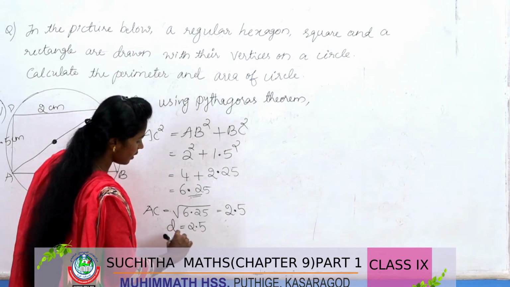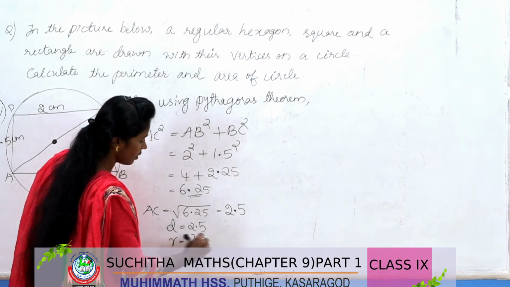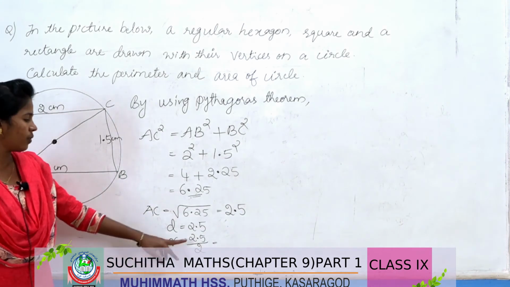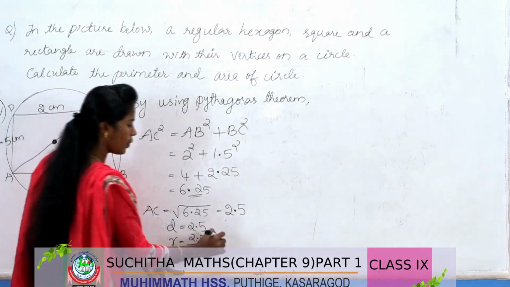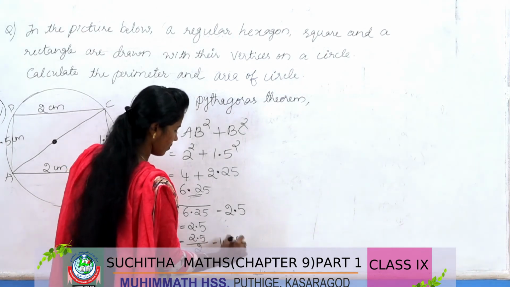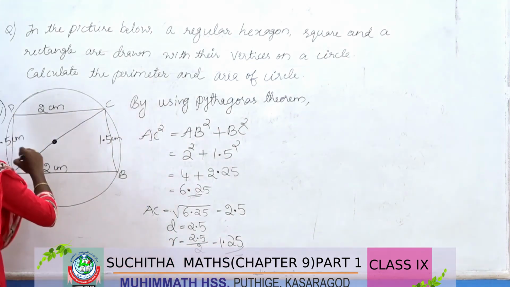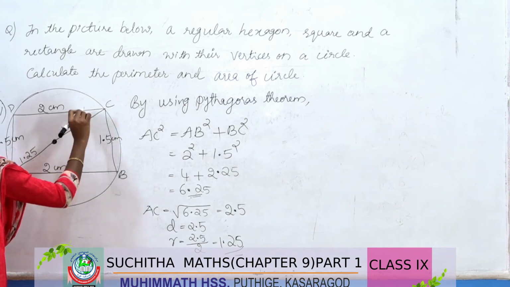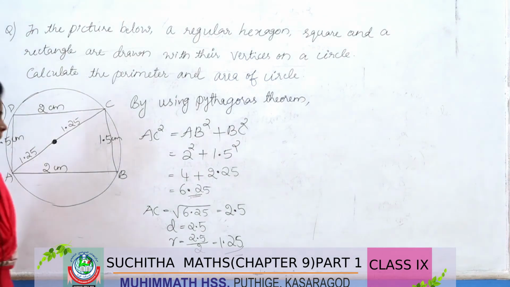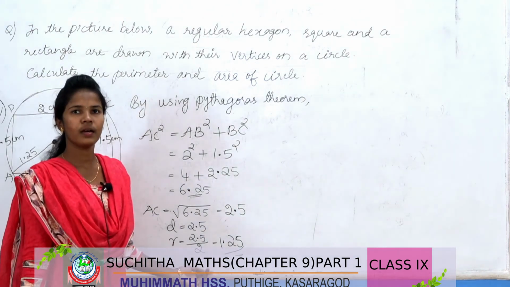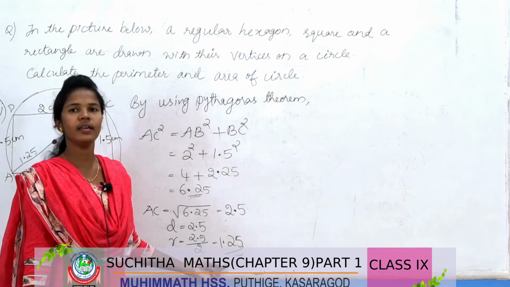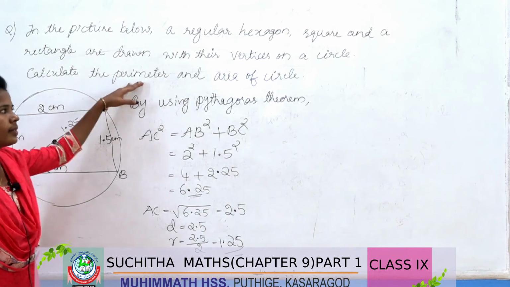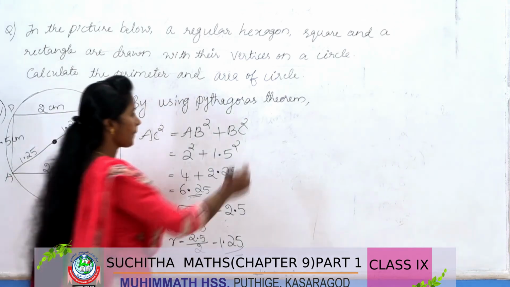Therefore radius is half of the diameter. That is 2.5 divided by 2. Half of 2.5 is 1.25. Therefore radius of this circle is 1.25. Okay, now we got the radius of the circle, that is 1.25. Now calculate the perimeter and area of circle.